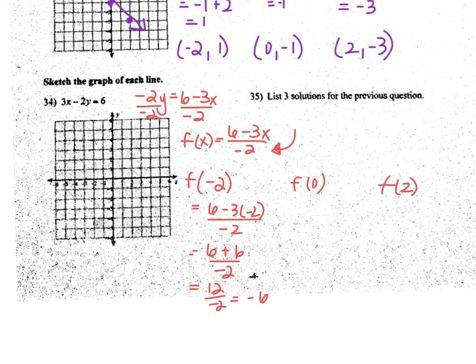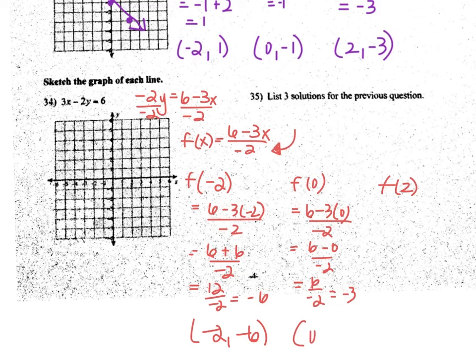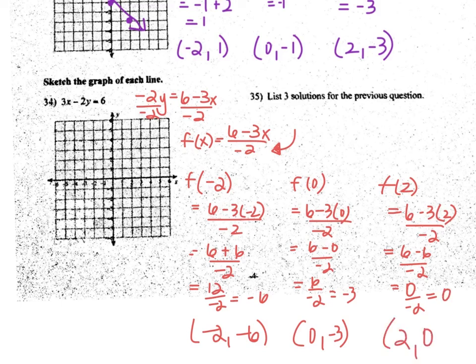So my first solution is (-2, -6). For my next one, 6 minus 3 times 0. I love 0. It's so easy. All right, that's just 6 minus 0, which is 6 divided by negative 2. That's negative 3. So that's going to give me (0, -3). All right, last one. This time I've got 6 minus 3 times 2 divided by negative 2. That's 6 minus 6 over negative 2. Oh, they gave us another easy one. 0 divided by negative 2 is just 0. All right, so this time I'm going to have (2, 0).